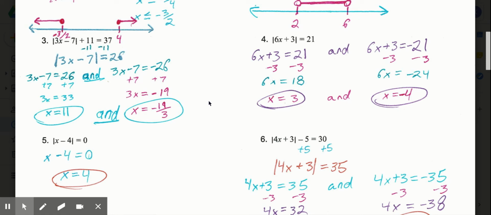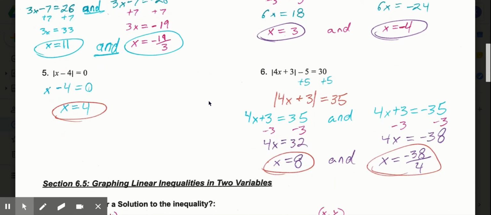In number 4, our absolute value is already on its own. So 6x plus 3 equals 21, and 6x plus 3 equals negative 21. Solve for x, so subtract 3 from each side, then divide by 6, and x would equal 3, and x would equal negative 4.